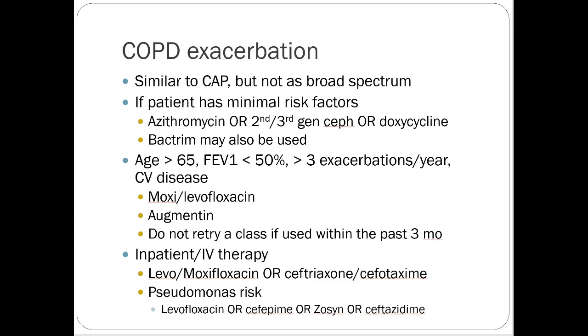Again, you could use azithromycin plain here, but to me it doesn't make a ton of sense because strep pneumo is a potential pathogen. So I'd stick to an advanced generation cephalosporin or a doxycycline. Bactrim actually has some data too. Bactrim does cover strep pneumo, okay. Age greater than 65, pulmonary function tests looking bad, more than 3 exacerbations a year, maybe up the ante a little bit and do just a fluoroquinolone. So you treat it almost like CAP in this case for patients with more significant risk factors.